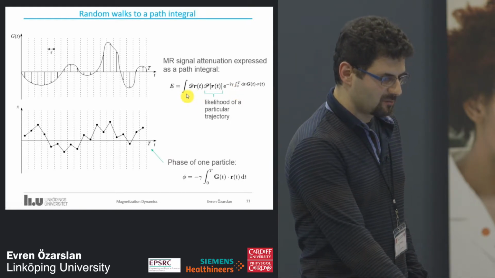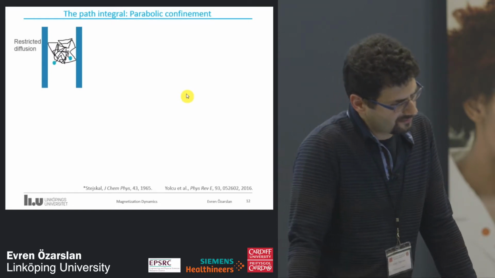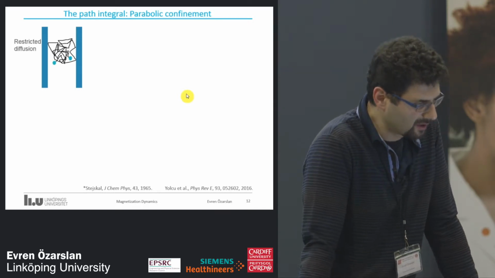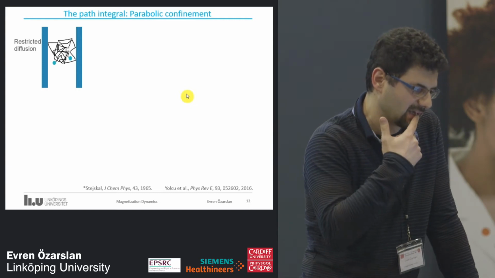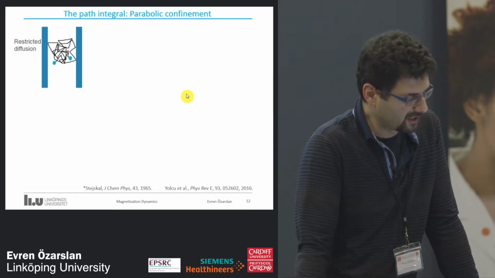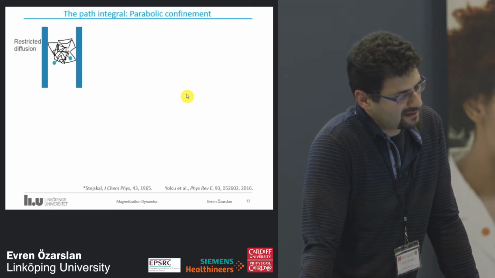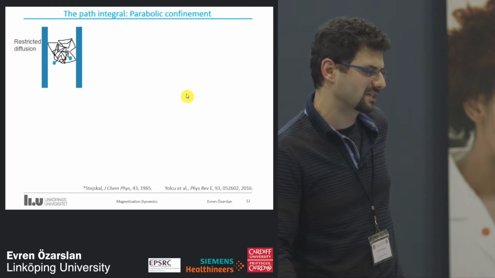So this is a simplistic picture, and normally you cannot use it to get analytical results. Actually, you can get them only in the Gaussian regime for very, very small gradients. And there is an exactly solvable model, which is the case of parabolic confinement.